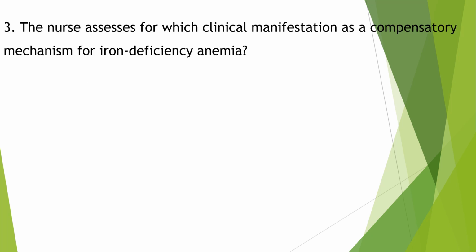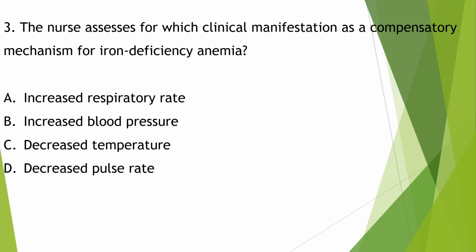The nurse assesses for which clinical manifestation as a compensatory mechanism for iron deficiency anemia? Increased respiratory rate, increased BP, decreased temperature, decreased pulse rate. When iron deficiency anemia is there, as a compensatory mechanism, increased respiratory rate and increased heart rate will happen.